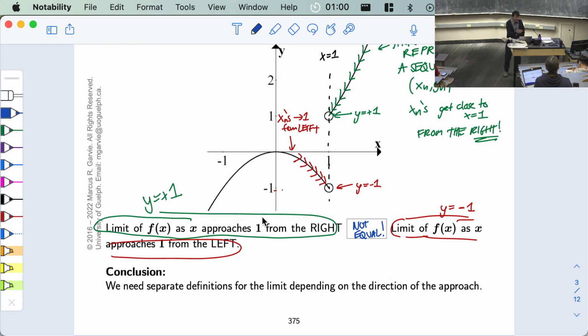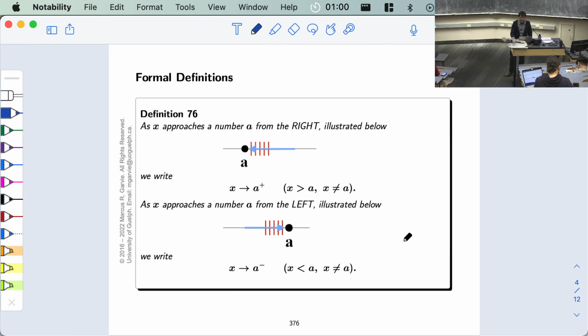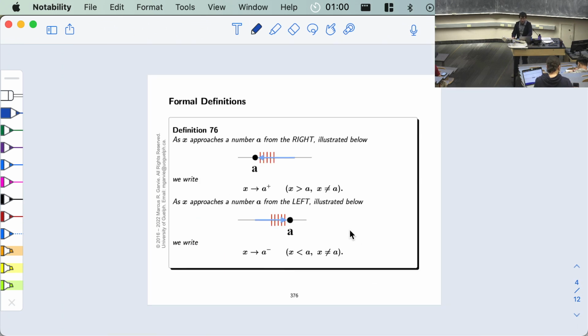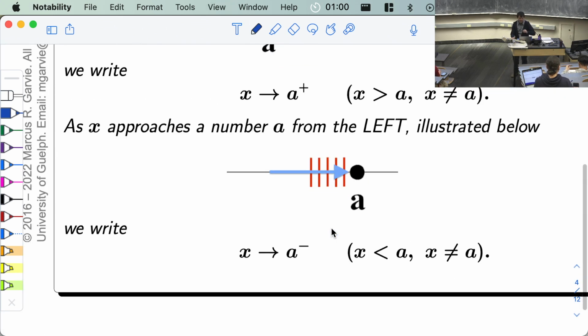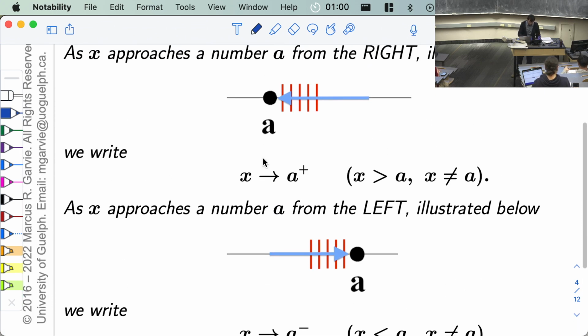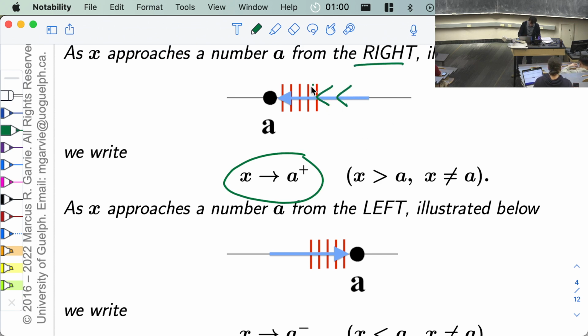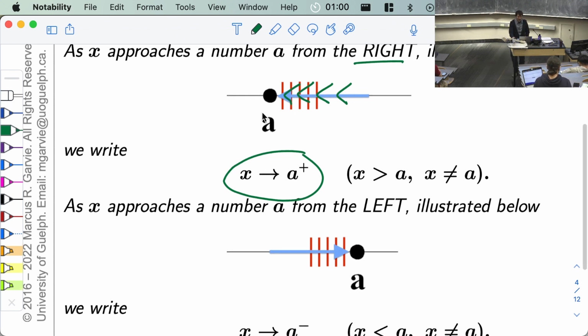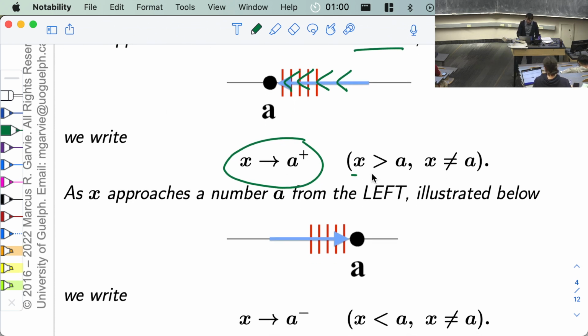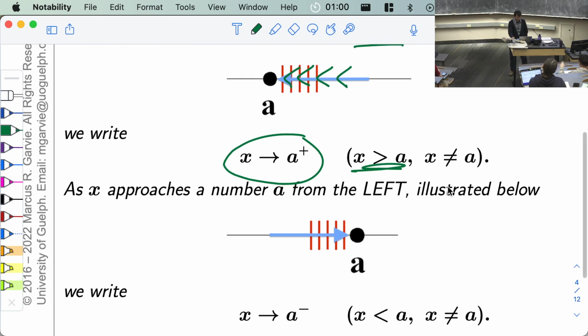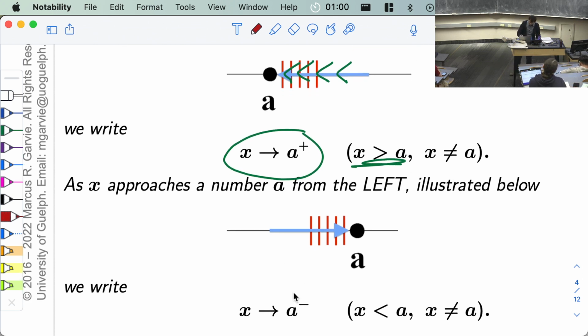So the conclusion is we need a separate definition for the left and the right limit. That is what this notation means, and we're going to introduce these two symbols to mean these things. X going to a plus means you come in from the right, this sequence of x values that come in on the number line from the right side. X going to a plus means x is a little bit bigger than a. On the other hand, x going to a minus is the exact opposite, coming in from the left.